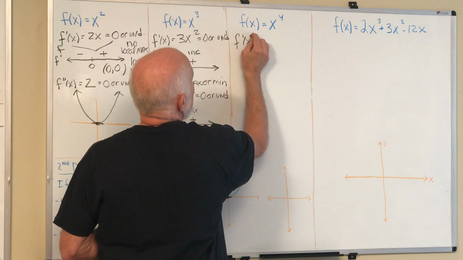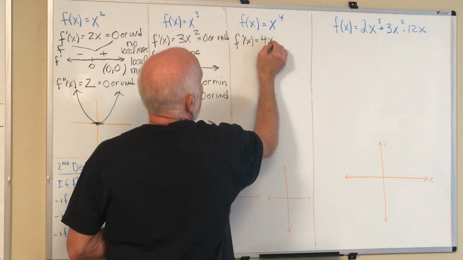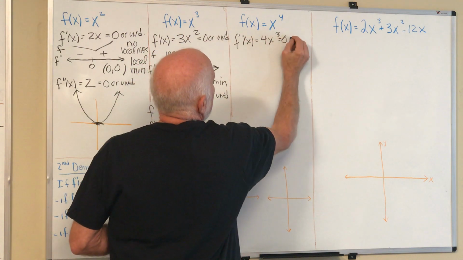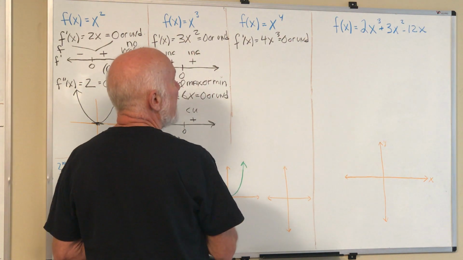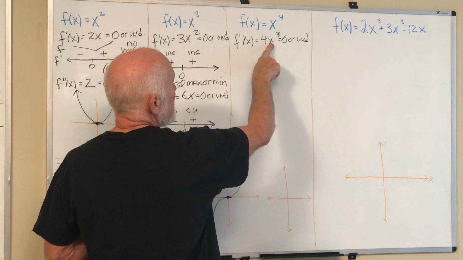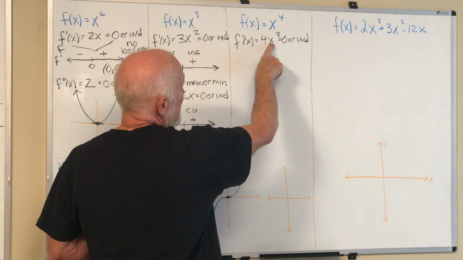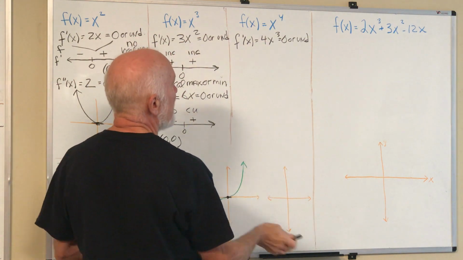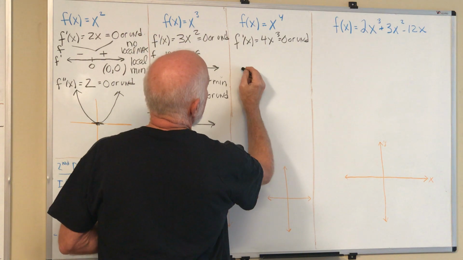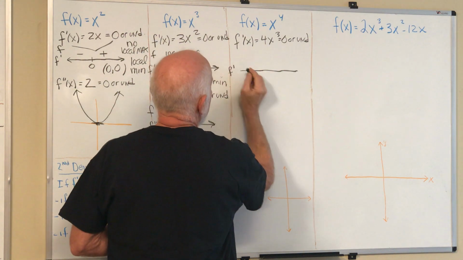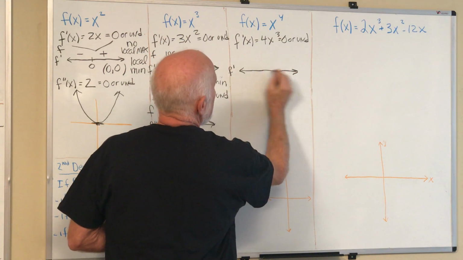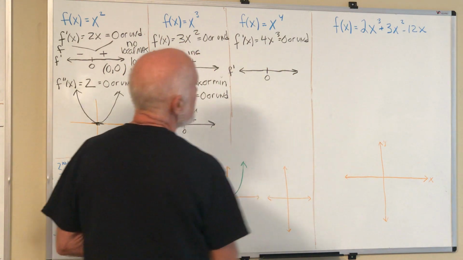The derivative is 4x cubed. Set that equal to 0 or undefined. Again, the only important point is x equals 0. That's the only critical value. Put that on the number line. F prime. It's the only critical value.